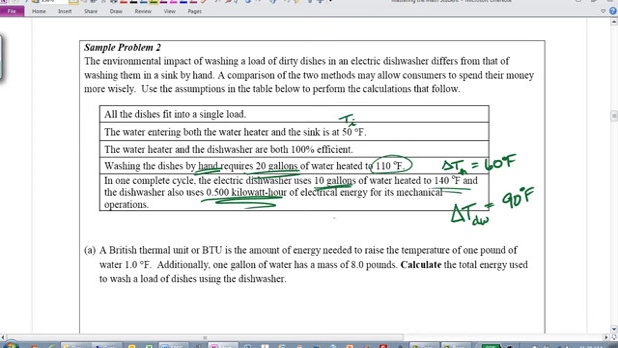All right, so now I think I'm ready to actually figure out what they want me to do. British thermal unit, or BTUs, the amount of energy needed to raise the temperature of 1 pound of water 1 degree Fahrenheit.